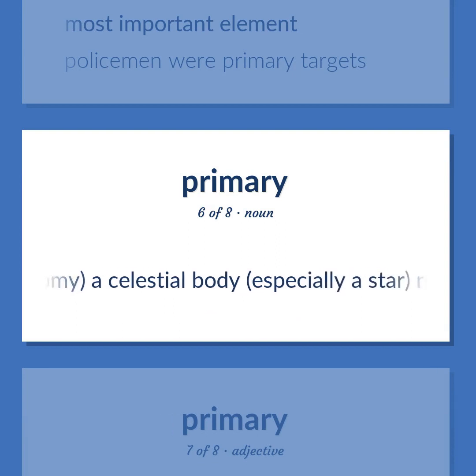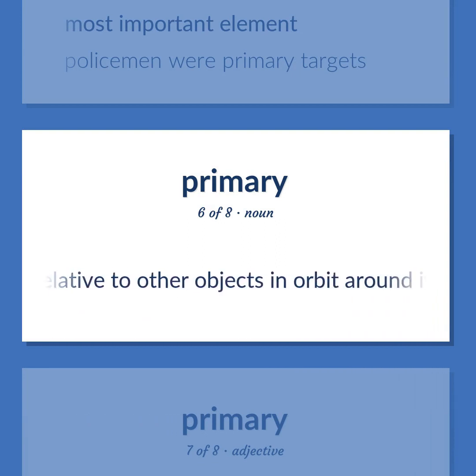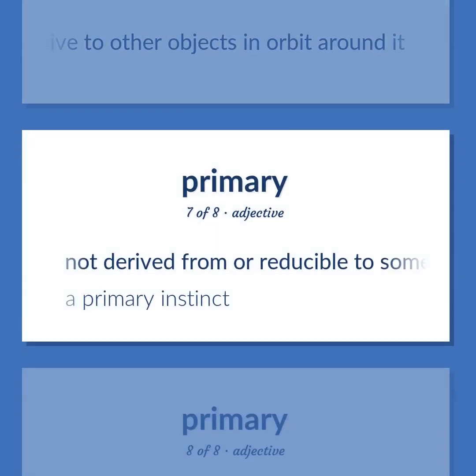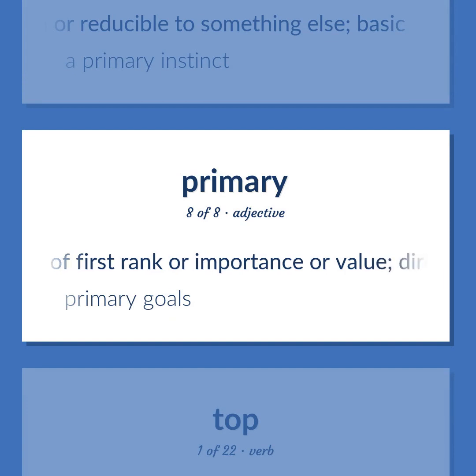Astronomy: a celestial body, especially a star, relative to other objects in orbit around it. Not derived from or reducible to something else; basic. A primary instinct. Of first rank or importance or value; direct and immediate rather than secondary. Primary goals.